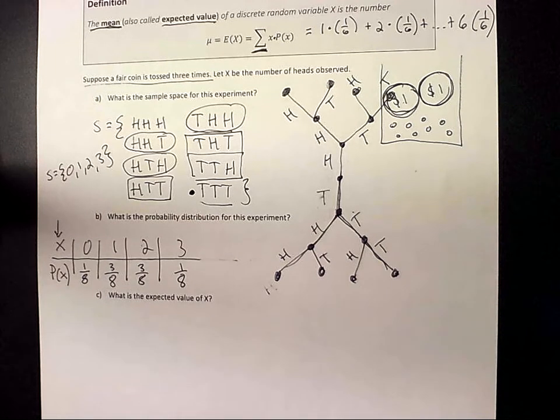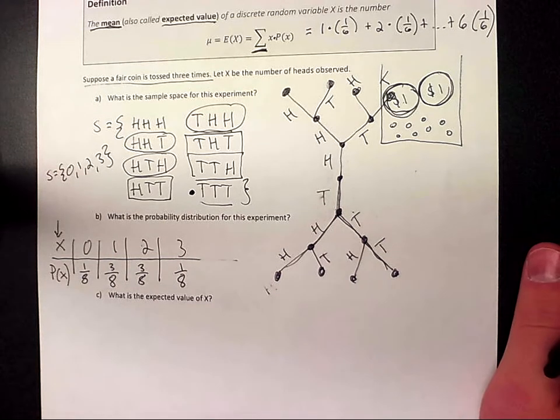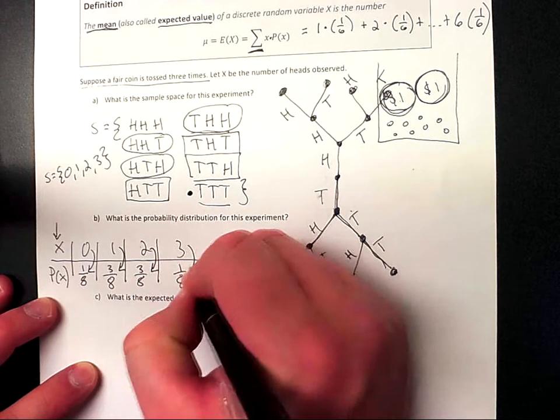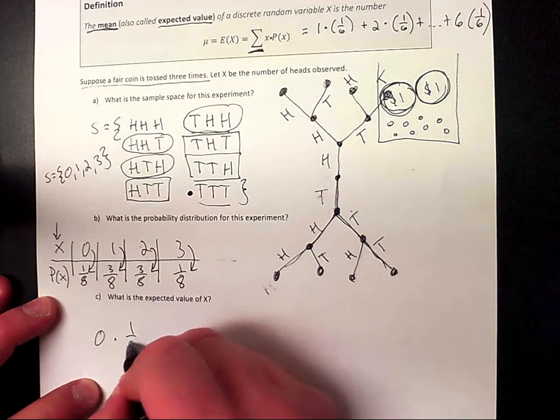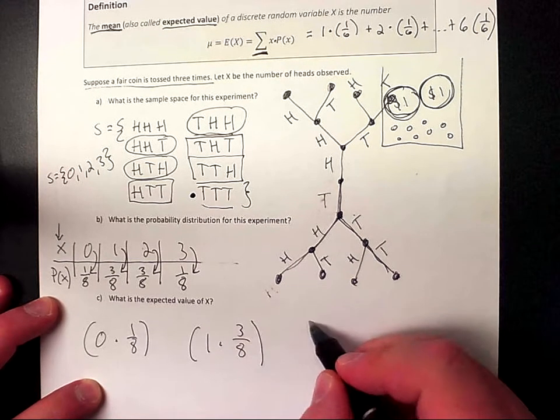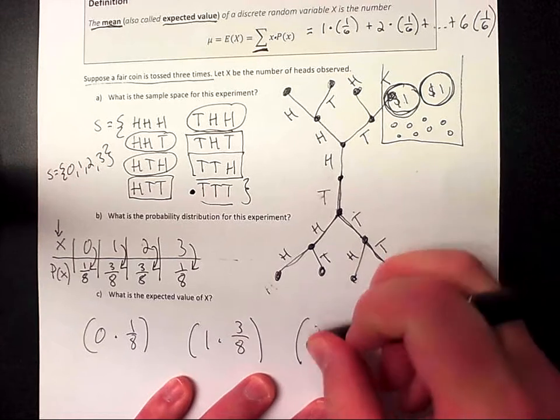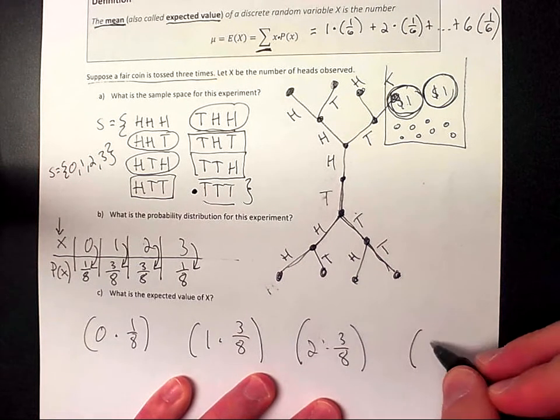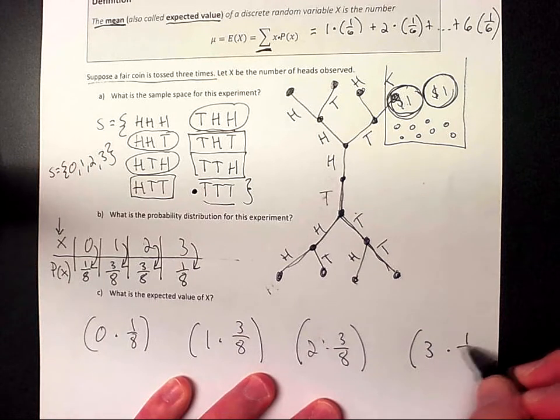All right. So now we want to figure out for C, what is the expected value of x? How would we figure out what the expected value is of x? The x times its probability. So we're going to take all of our x values and multiply each by its probability. So we're going to have 0 times 1/8, 1 times 3/8, 2 times 3/8, and then 3 times 1/8.